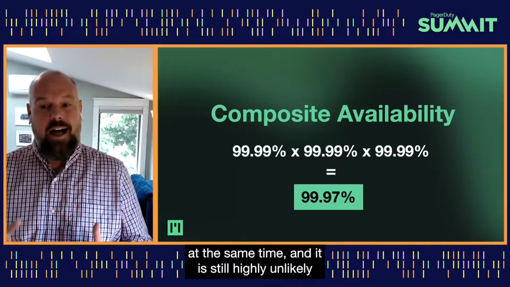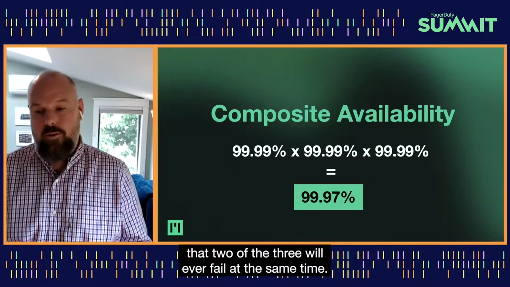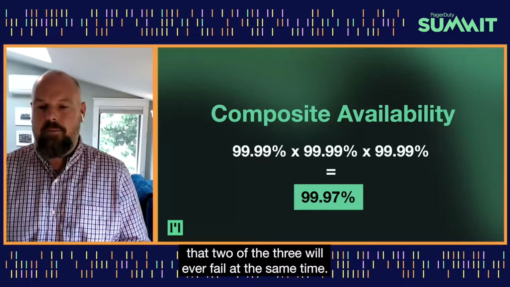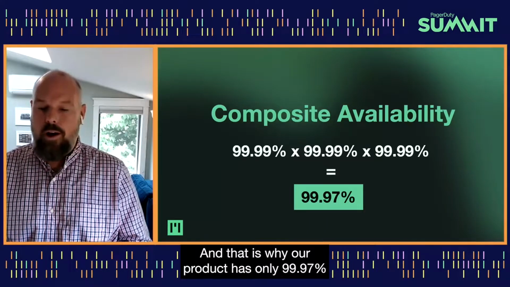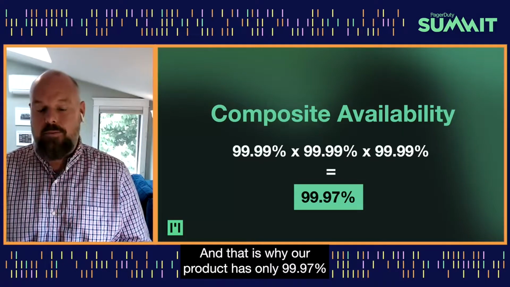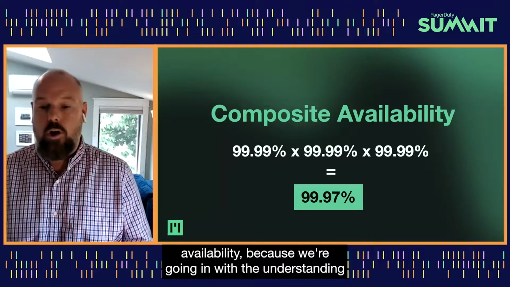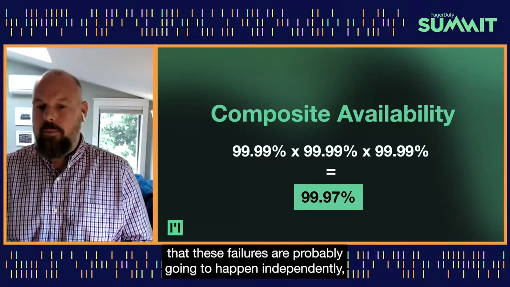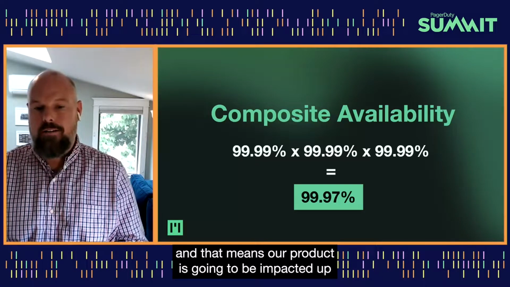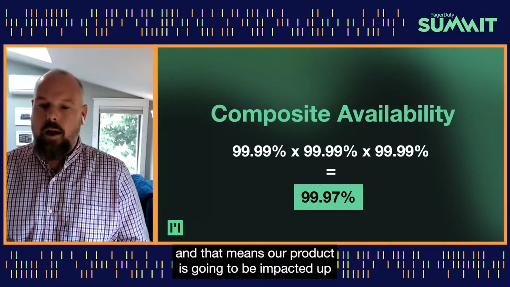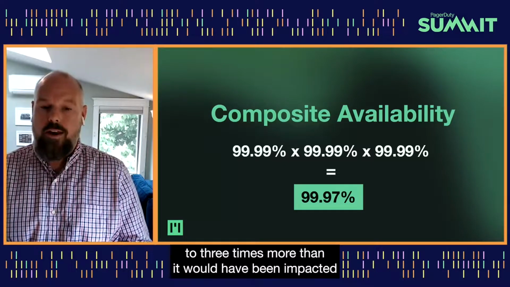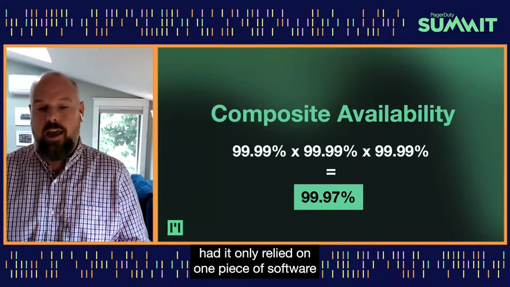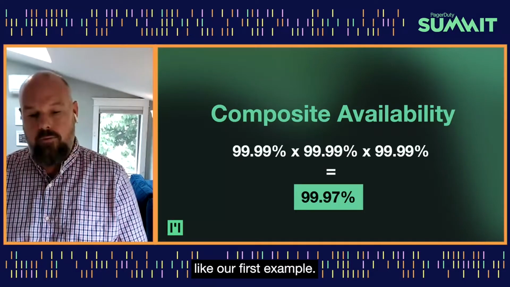And it is still highly unlikely that 2 of the 3 will ever fail at the same time. And that is why our product has only 99.97% availability, because we're going in with the understanding that these failures are probably going to happen independently. And that means our product is going to be impacted up to 3 times more than it would have been impacted had it only relied on one piece of software, like our first example.